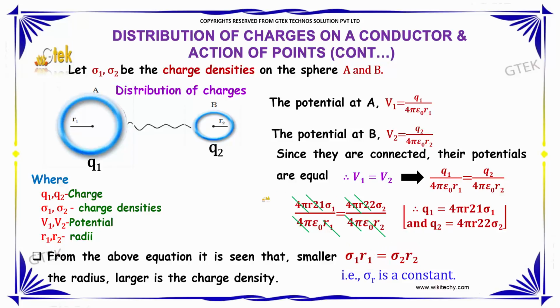From the above equation, it is seen that this one is the radius for sphere A and this one is the radius for sphere B. So the smaller the radius, the larger the charge density. Also from the equation we have obtained, we can conclude that sigma r is a constant.